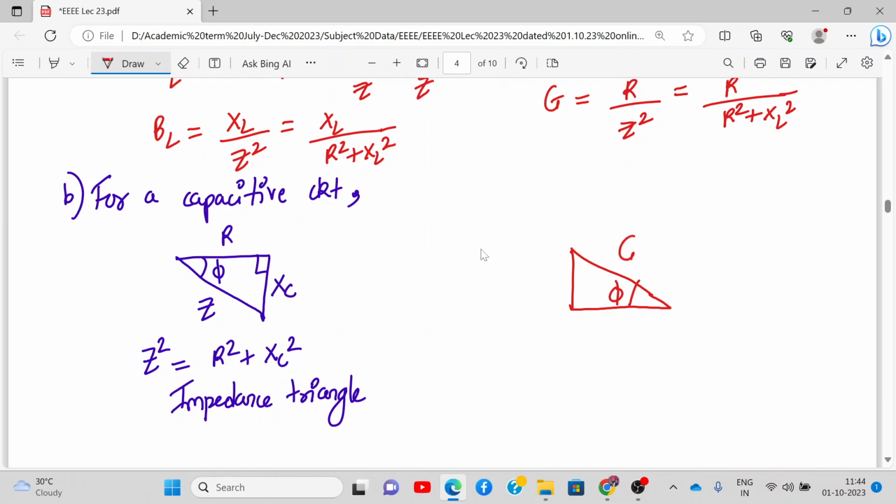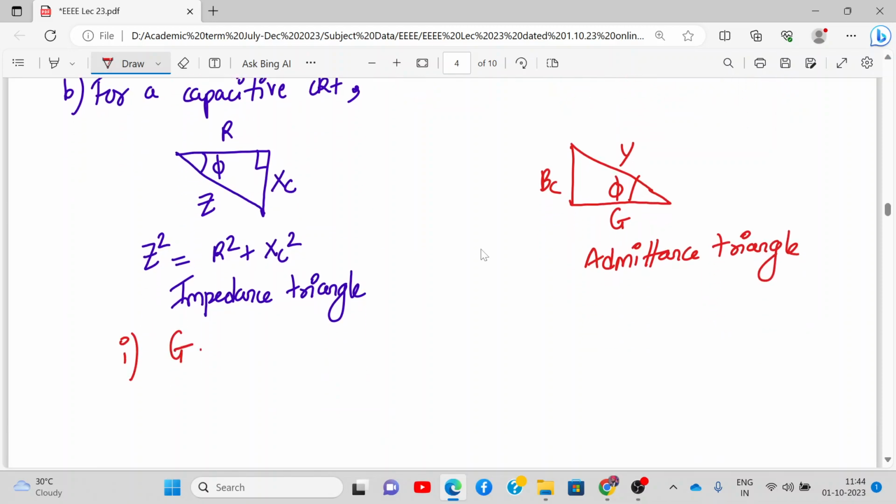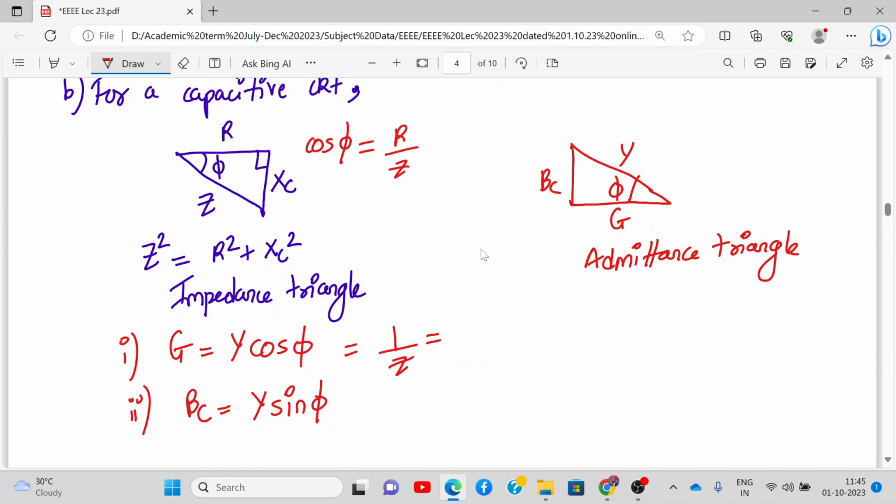So this is my admittance triangle. This angle is phi. This is Y. This will be BC and this will be G. Now, first case, what is G given by? G is nothing but Y cos phi. Okay, and what is BC given by? Y sin phi. Now, what is Y? 1 upon Z. And what is cos phi from here? Cos phi is R upon Z. So this will be R upon Z square, which will be R upon R square plus XC square. And the unit is mho.